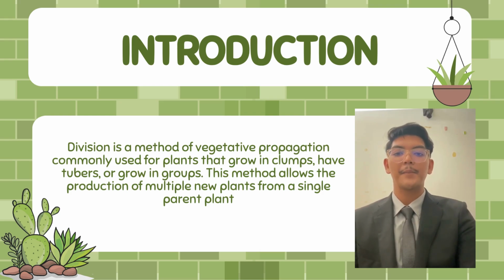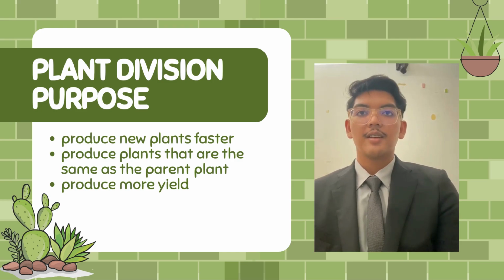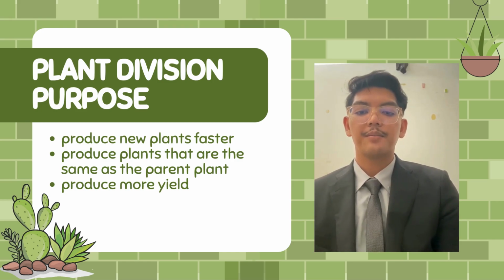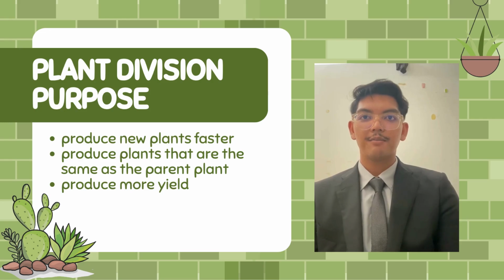parent plant. The purpose of plant division is, first, to produce new plants faster, because we want a yield that can be harvested quickly and replanted again. For example, if previously we could harvest twice a year, we can now increase it to 3 or 4 times in a year.